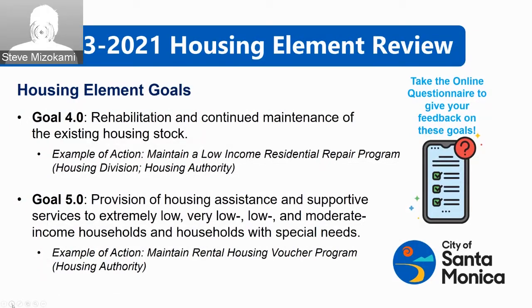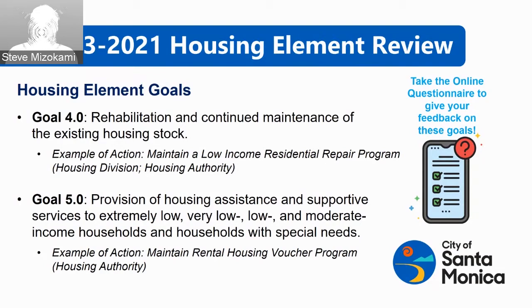Goal number 4 is to make sure that we have continued maintenance and rehabilitation of our existing housing stock. This includes maintaining a residential repair program, which seeks to fund the rehabilitation of apartments and home repairs occupied by low-income residents, and maintaining the current earthquake retrofit program, which requires seismic retrofitting of our older apartments and residences. For example, buildings with tuck-under parking that are being structurally improved that you may be seeing out there throughout the city of Santa Monica, as well as the Los Angeles region.